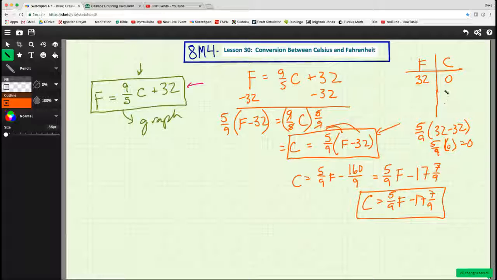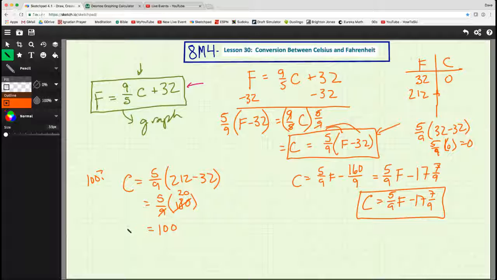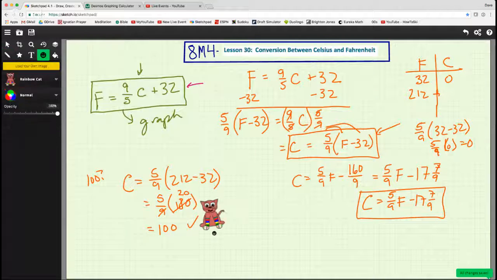So now the other one, Fahrenheit, we should be able to convert 212. That should convert to 100, but let's make sure that it does. C equals 5/9 of 212 minus 32. Does that equal 100? Well, 5/9 of 180. Cancel the 5 and cancel the 9 and the 180, and you get 20 times 5. So that equals 100. So check. Yes. Happy cat.